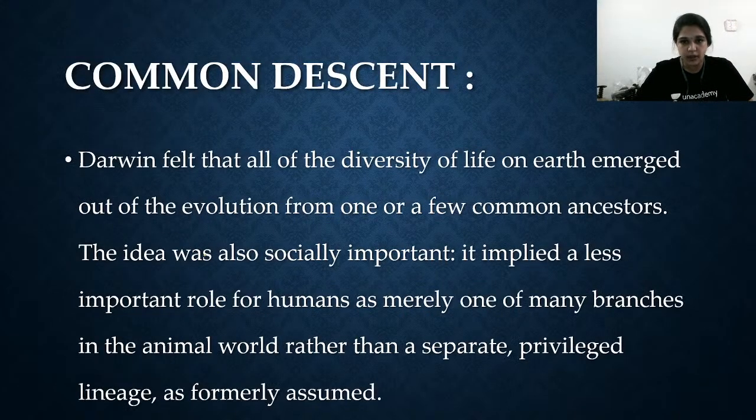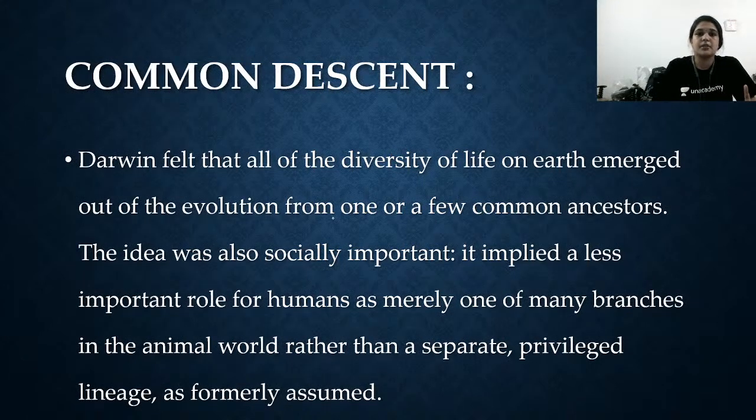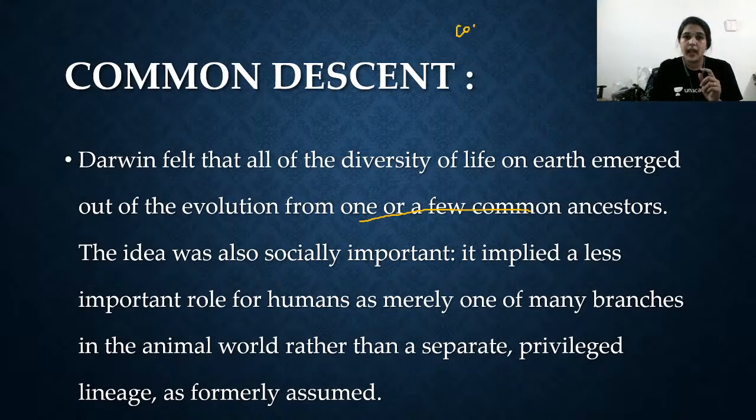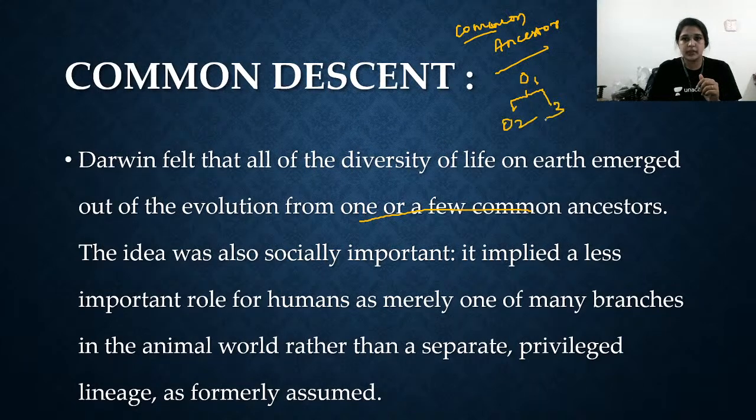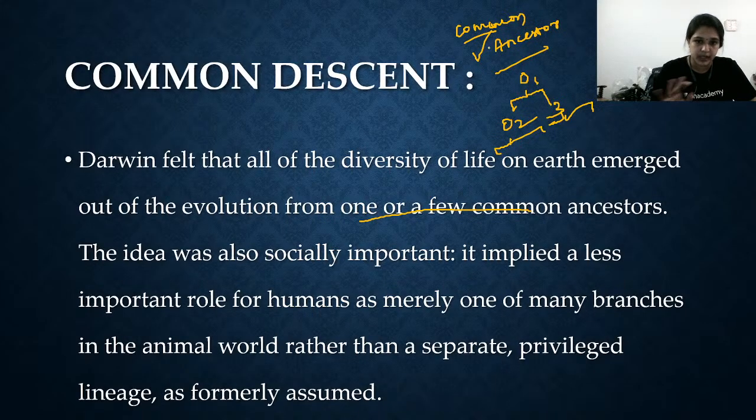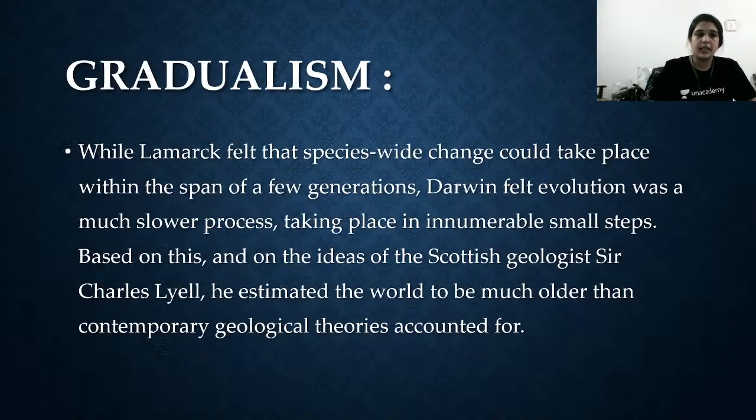Common descent. What is it? Common descent means all the diversity of Earth emerged from one or a few common ancestors. So we all had a common ancestor, and only from them did everybody evolve. There was organism 1, which evolved into 2 and 3, and then it keeps moving like that. But we had a common ancestor; that is called common descent. That is the first thing you should have in mind.